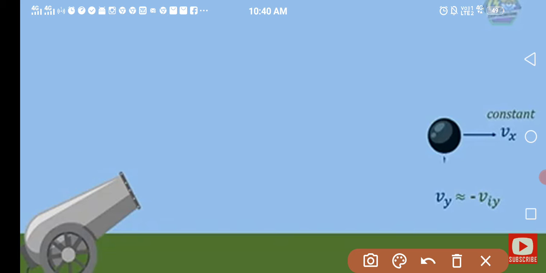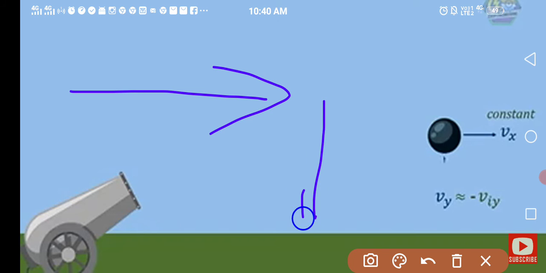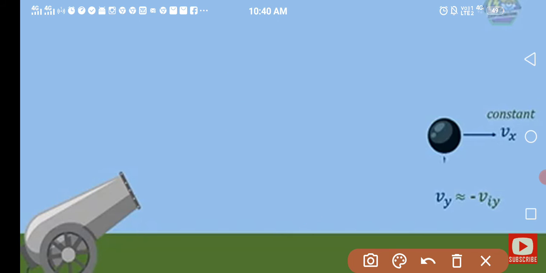And what is projectile motion? It is a combination of horizontal motion as well as vertical motion. Examples you can tell, students: a bullet fired from a gun, a javelin thrown by a sportsman. These are examples of projectile motion.